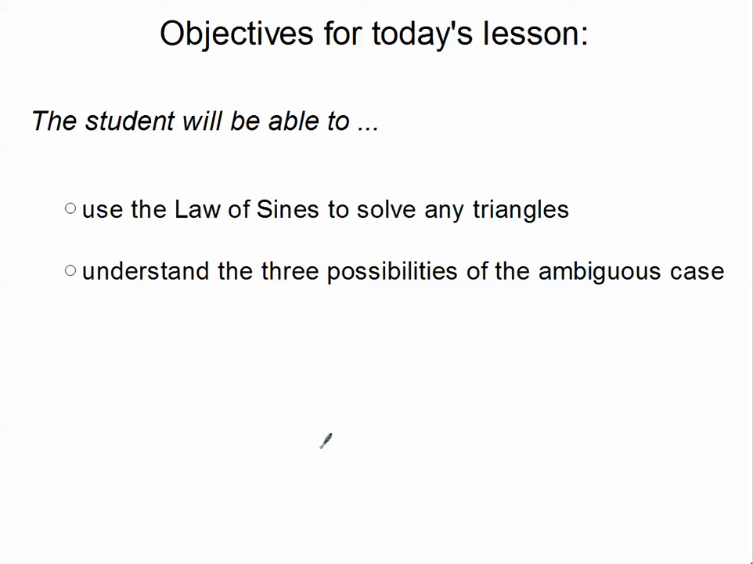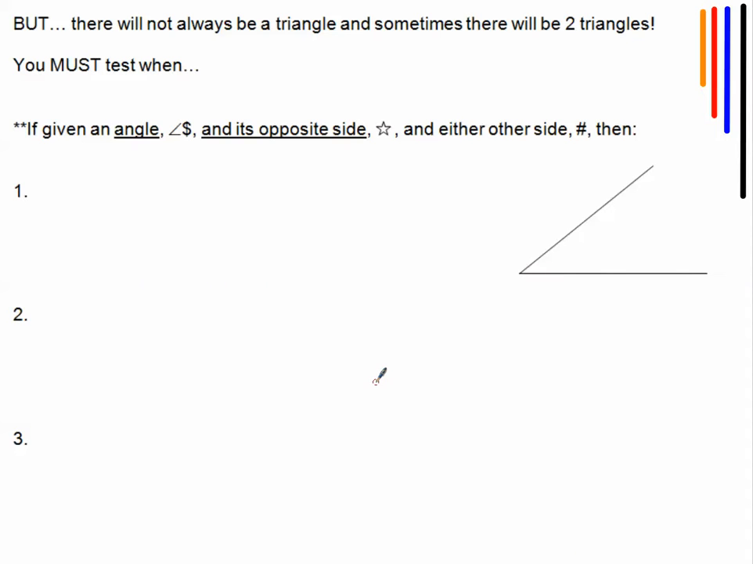In this second tutorial, we are going to understand the three possibilities of the ambiguous case of the law of sines. So let's flip over to this part of our notes.